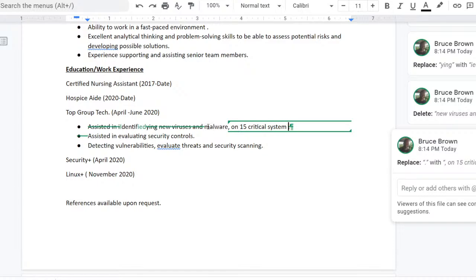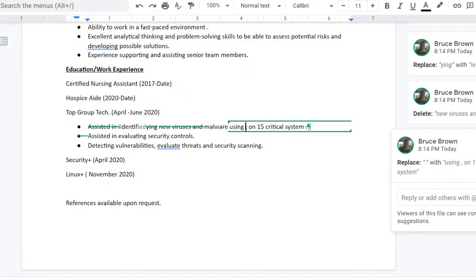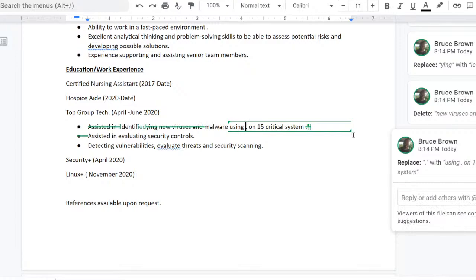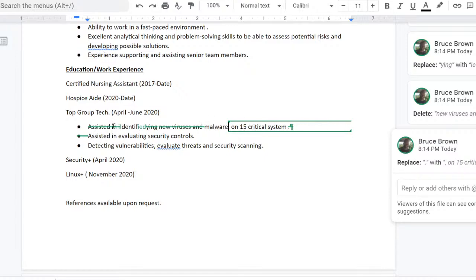You might even want to put what tool you used to find the malware. You might put identified malware using, let's say, Sophos or something. What could you use? McAfee. You could use McAfee, Sophos, Symantec. That's just another thing you could do to say how you identified the malware. But let's keep going. Identified malware on 15 critical systems.